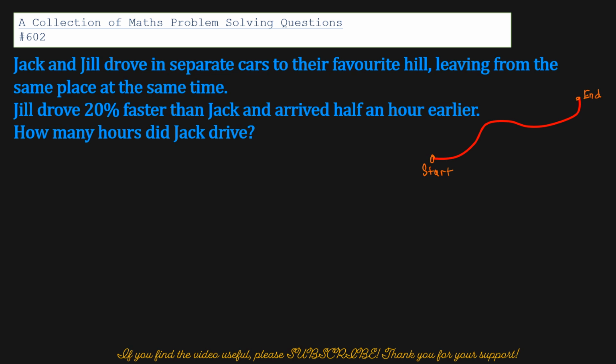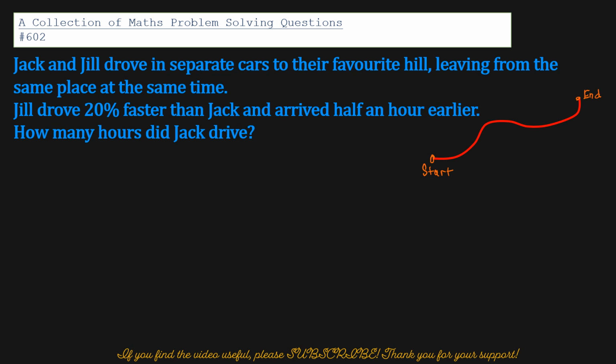Jack and Jill drove in separate cars to their favorite hill, leaving from the same place at the same time. Jill drove 20% faster than Jack and arrived half an hour earlier. How many hours did Jack drive?